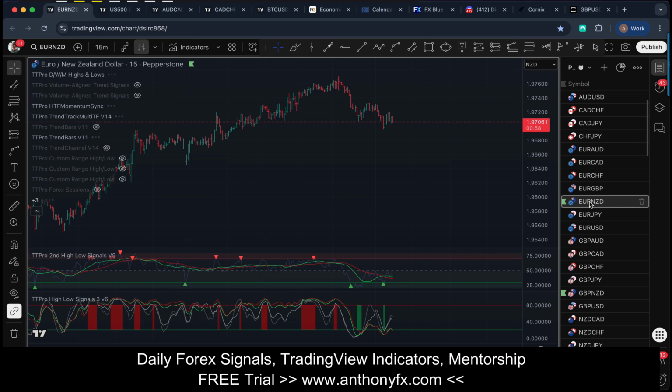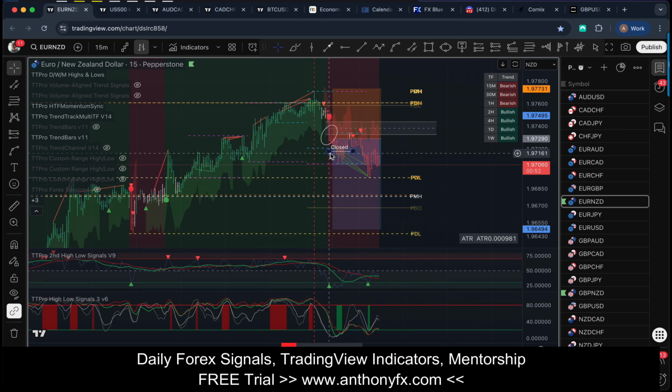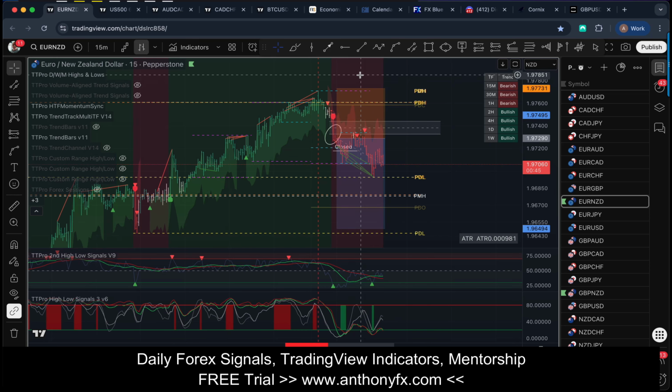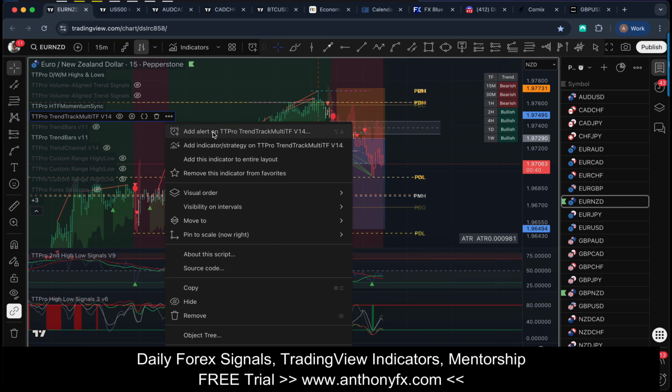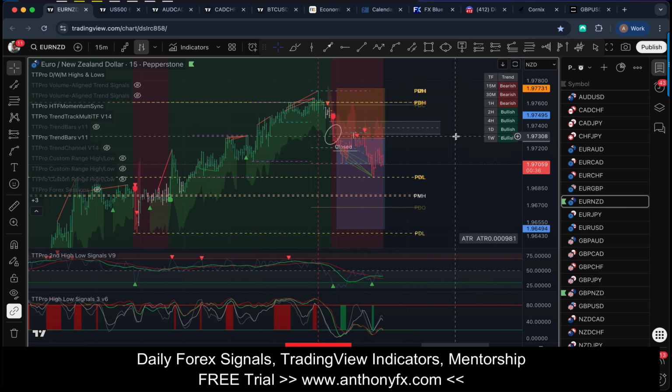Look at that pullback off that 4-hour signal this morning. Nice. Yeah, that's where I closed it early. Never mind. All right, I'm looking for this red zone to turn green now. Trend track, multi, 3 bars, add alert. All right, bullish alignment, once per bar, done. So what else have we got?